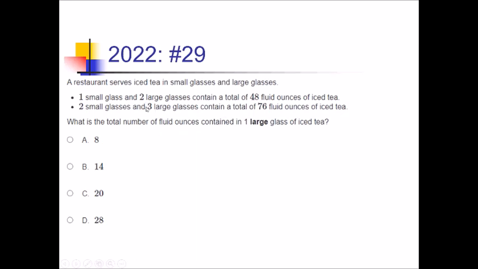So I'm going to set up a couple equations. I'm going to let S represent the number of ounces in a small glass, and L will be the number of ounces in a large glass. So based off this first sentence here, we can say that 1S plus 2L equals 48 fluid ounces. And using the same kind of setup for the second statement, we have 2S plus 3L equals 76.